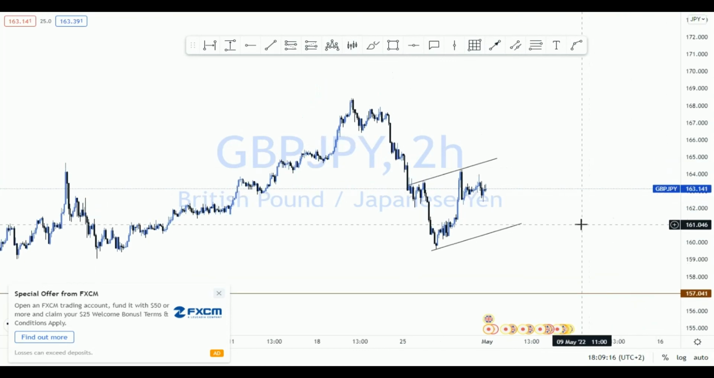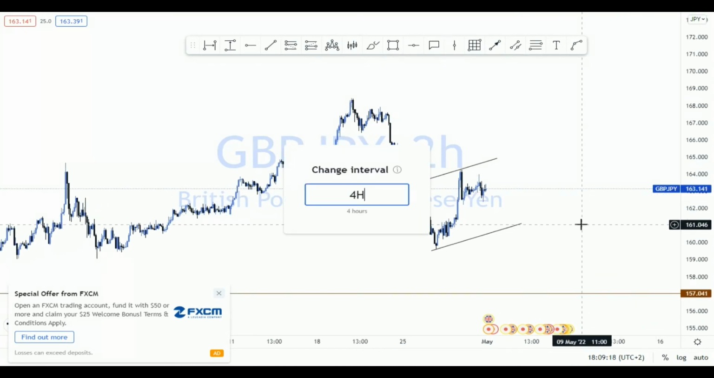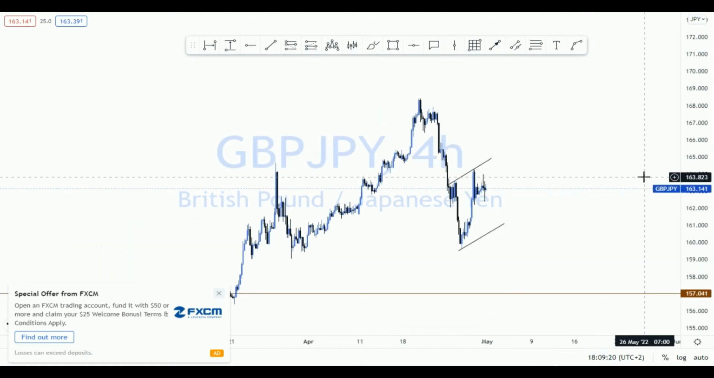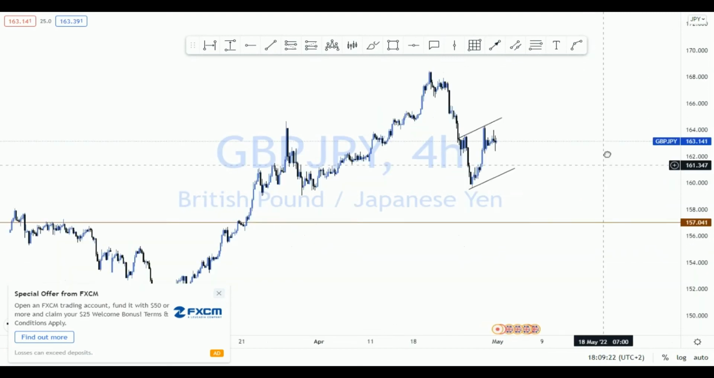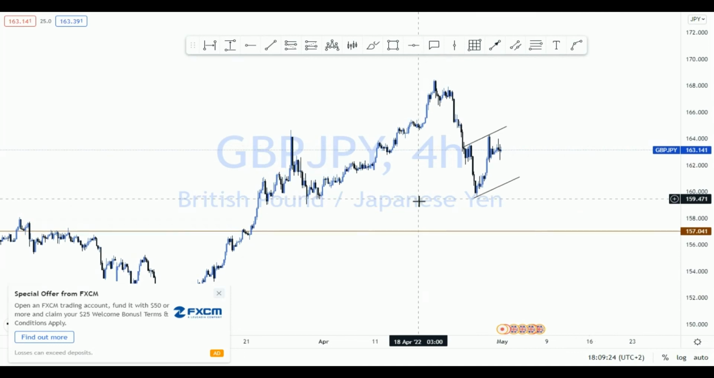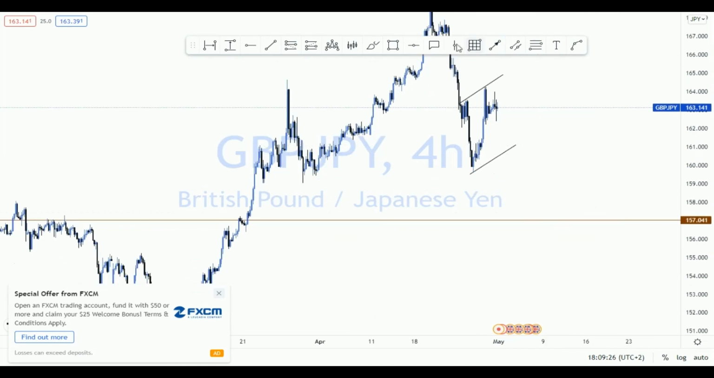I didn't go too in depth on this analysis, but I feel like I have given a bit of information as to how I look at the market and how I look for opportunities within the market.